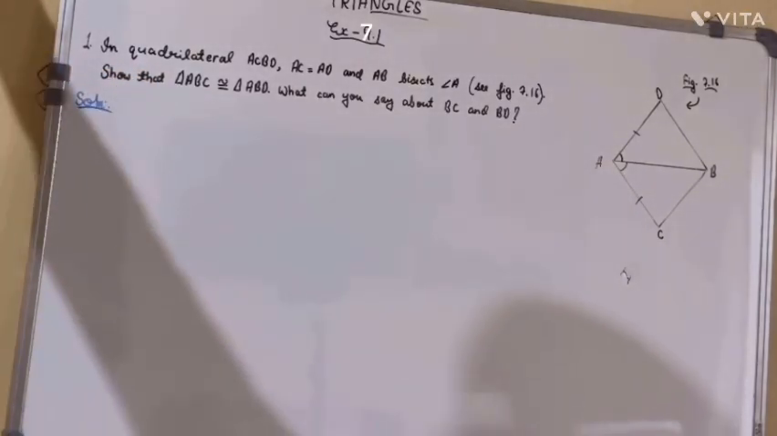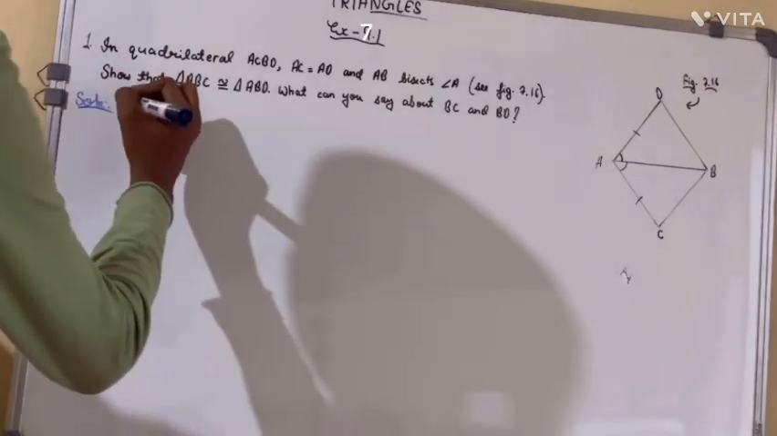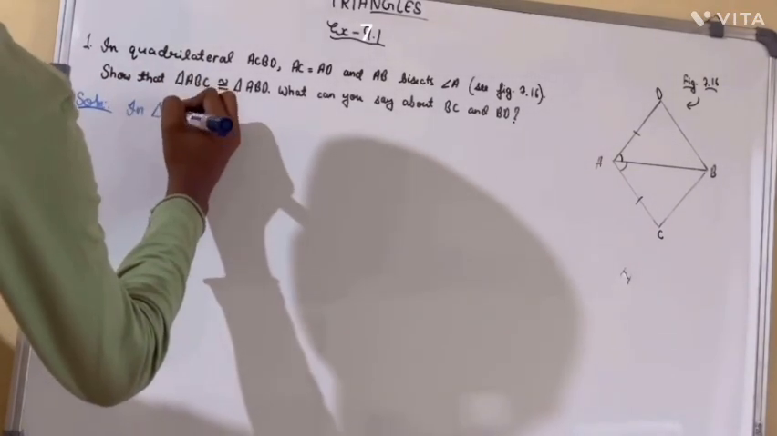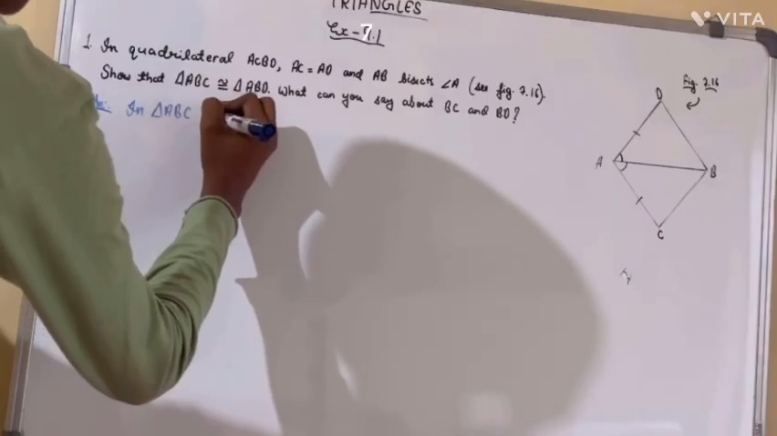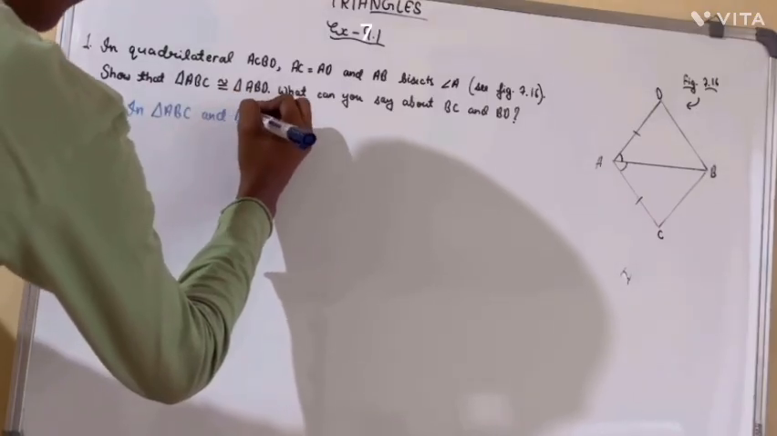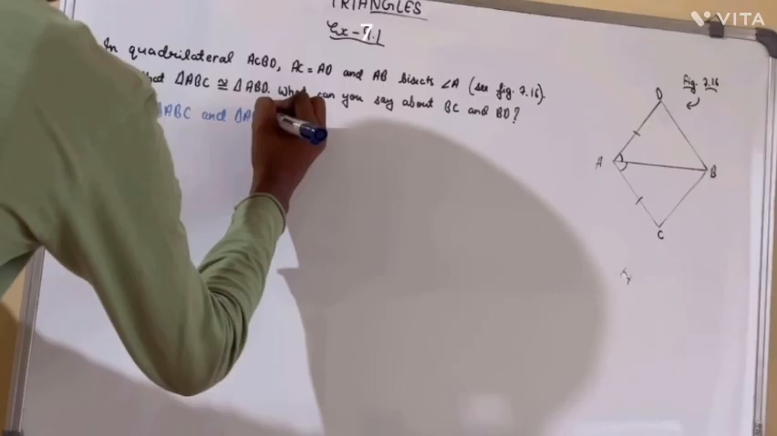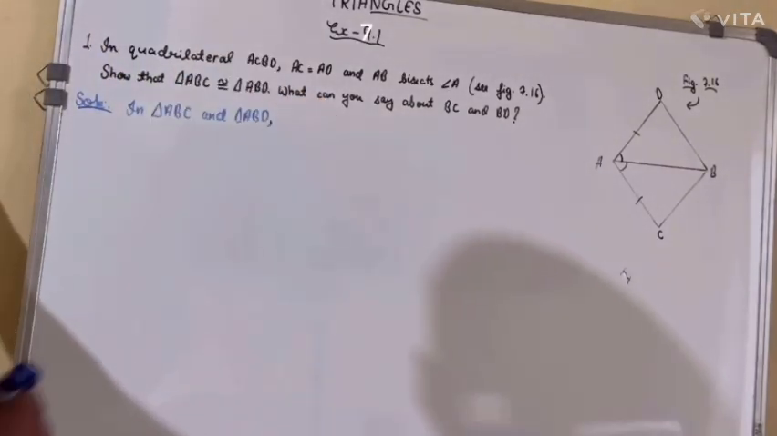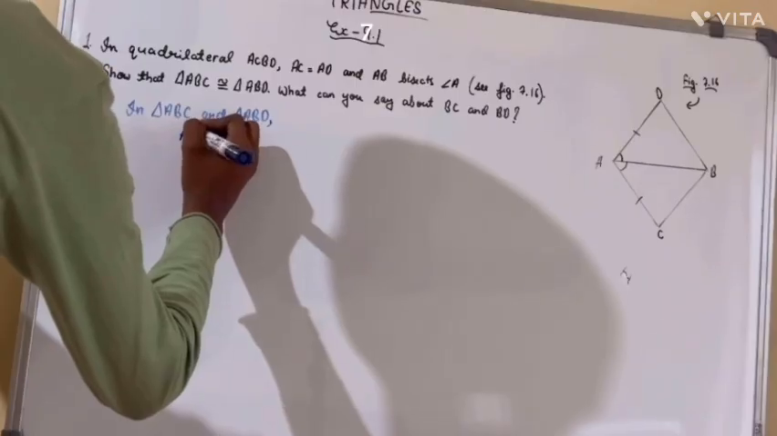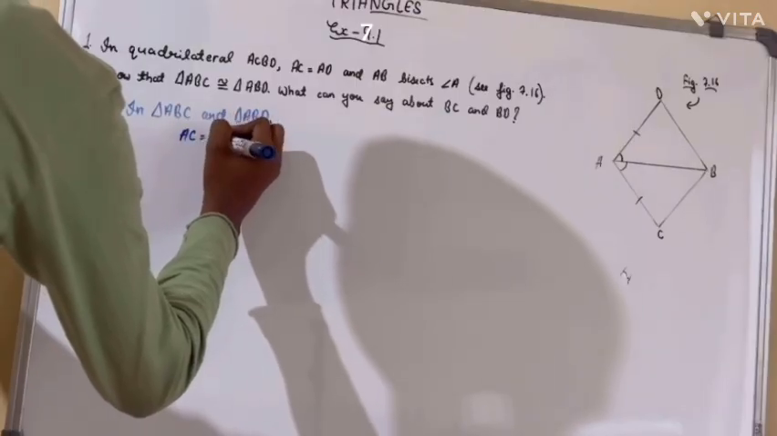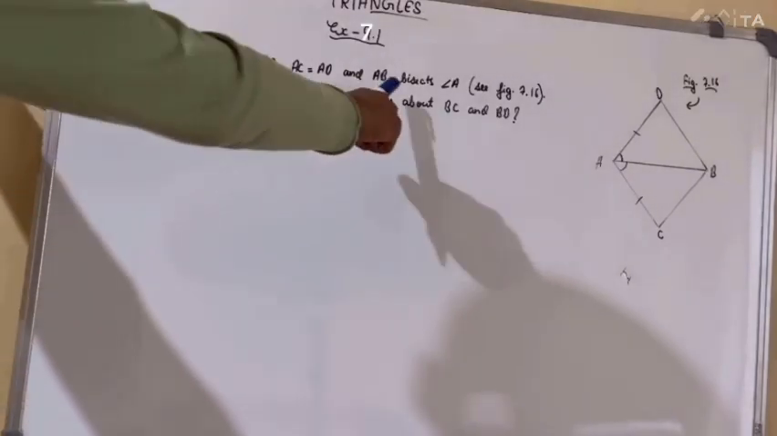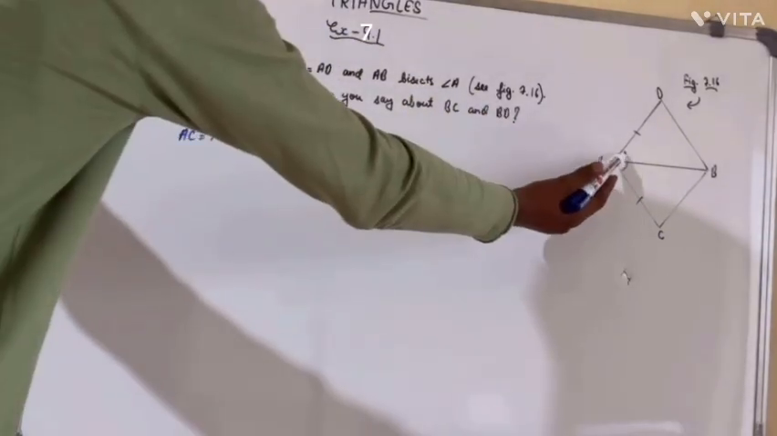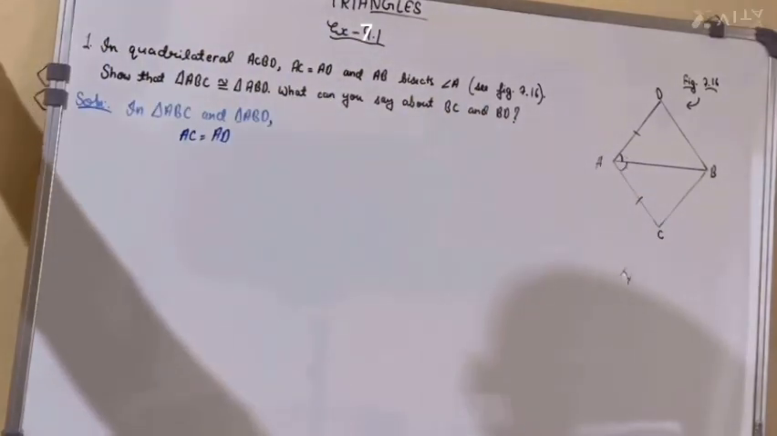I am writing the solution. In triangle ABC and triangle ABD, what is given? AC is equal to AD, it is given, and AB bisects angle A. It divides angle A into two parts, one this angle and second this angle.